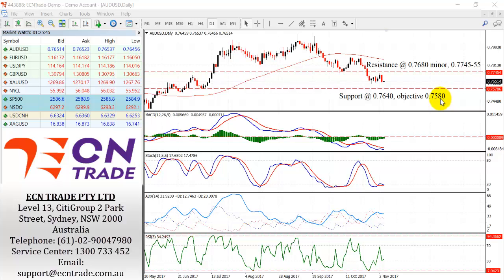This Tuesday, we do have the announcement of the RBA monetary policy meeting and also the RBA rate statement, which the market will be looking at very closely. And also this week, we have China to release its trade and inflation numbers.